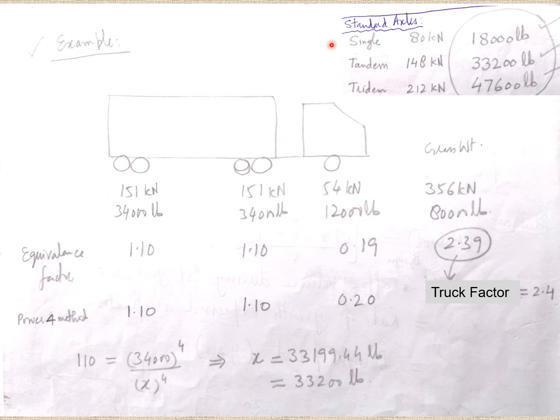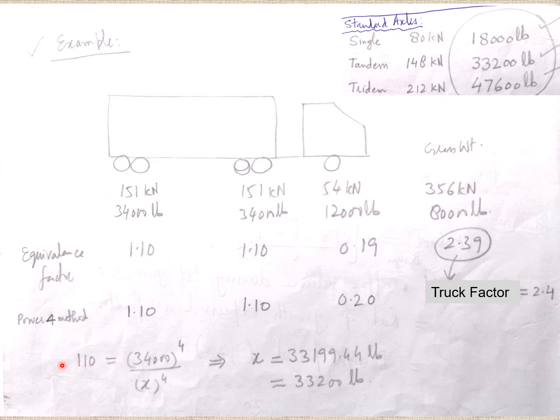So you can see that a standard single axle, 18,000 pound, standard tandem axle, 33,200 pound, and standard tridem axle, 47,600 pound. These loads can be considered in the formulas.